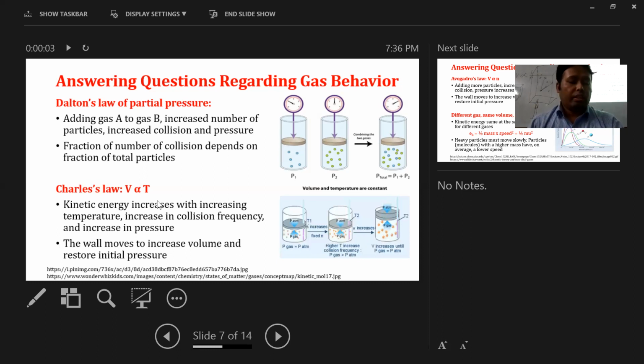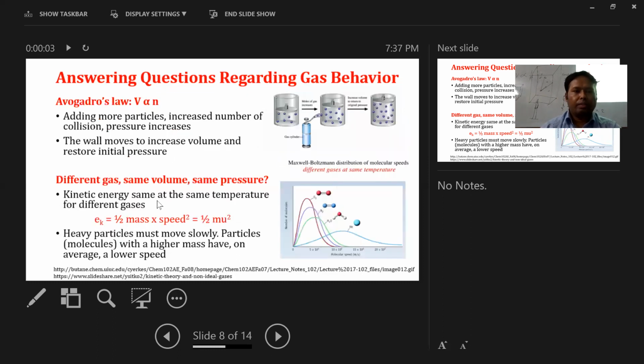That means if we mention the formula this way, at constant pressure, we are allowing the wall to move, or we are considering the wall as flexible, so at constant pressure, the volume of the gas is directly proportional to the temperature. That means if we increase the temperature, volume will increase. If we decrease the temperature, volume will go down. Okay.